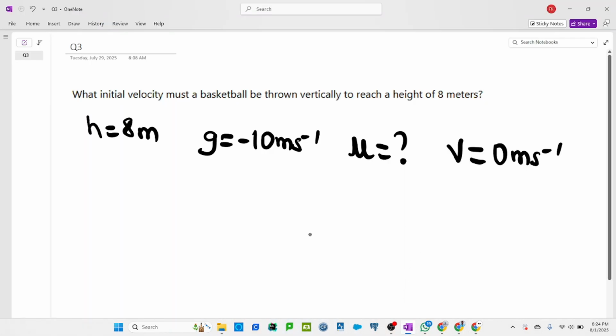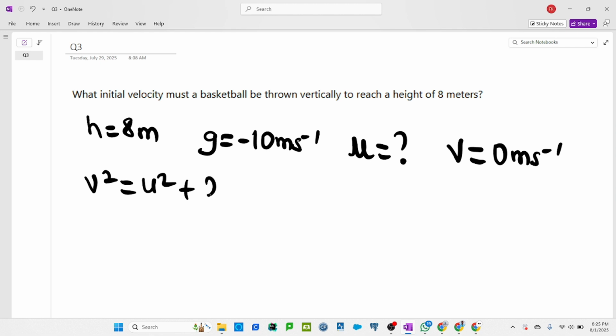Okay, so Kennedy, then what's the next step? Since we've gotten out all our parameters, we are going to pick the formula to use. We are going to use the formula v squared is equal to u squared plus 2gh. Are you convinced that we are accepting this equation? Yes, sir. Good, very good. That's progress.